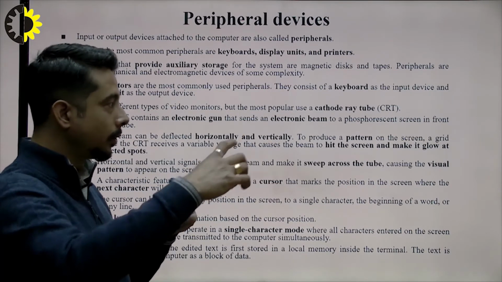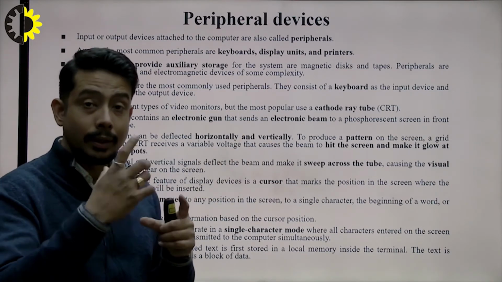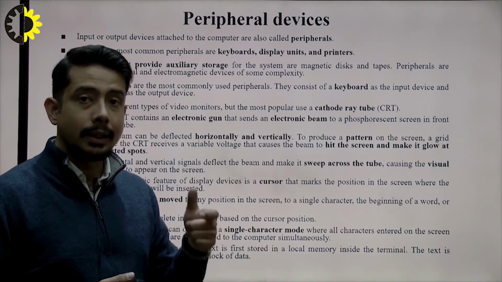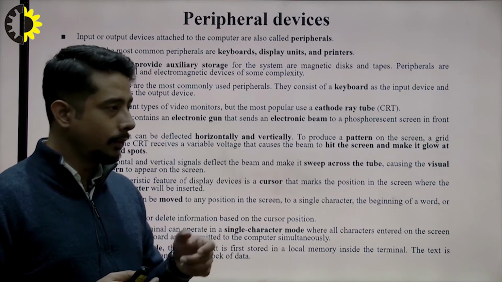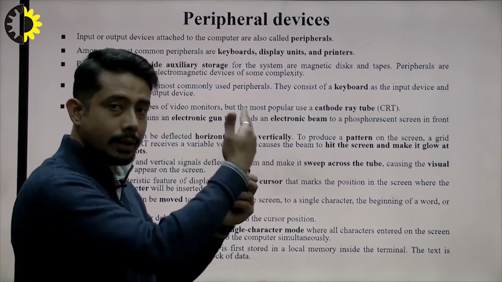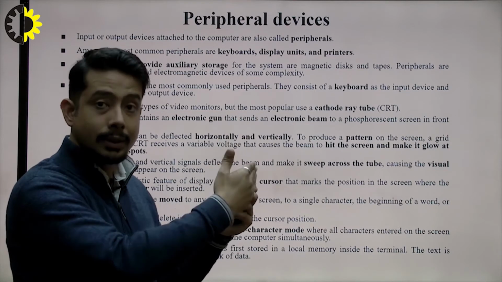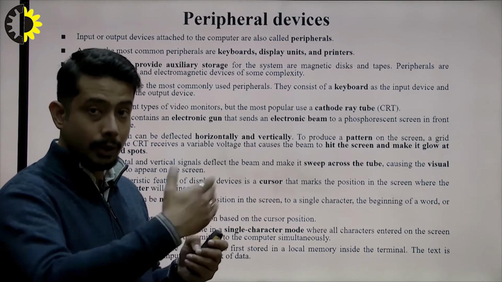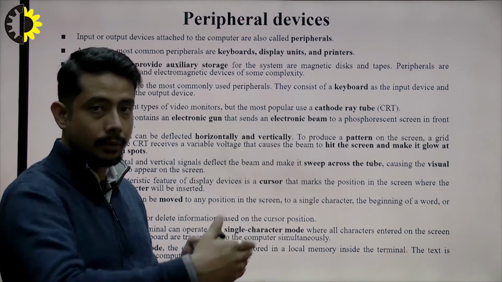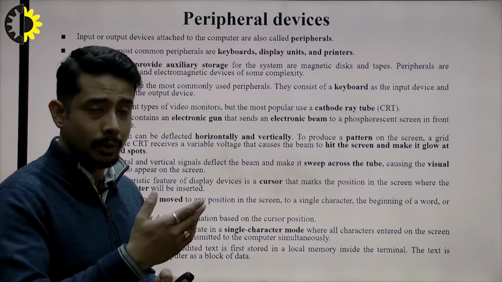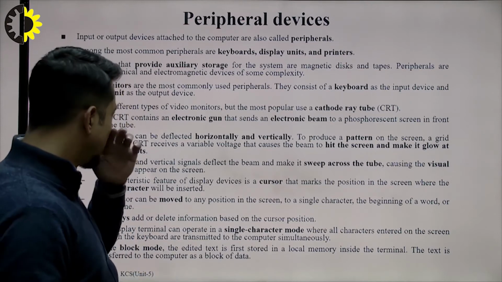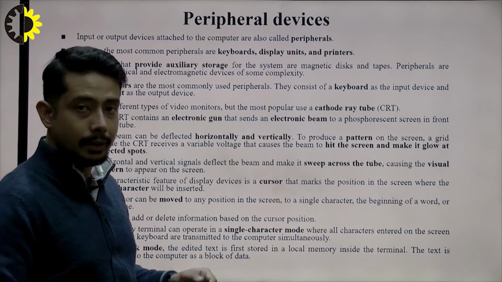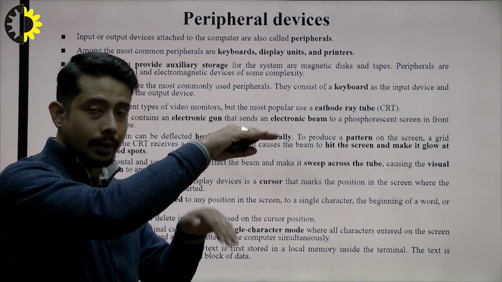It's like a vacuum tube, okay? Then there used to be an electron gun, and with the electron gun there is an electron beam. Then, if you remember, before the screen there is a phosphorescent screen, in front of the tube and in front of the screen of your main monitor. Okay, now if you look into this particular point, the beam can be deflected horizontally and vertically. It goes horizontally and vertically also.